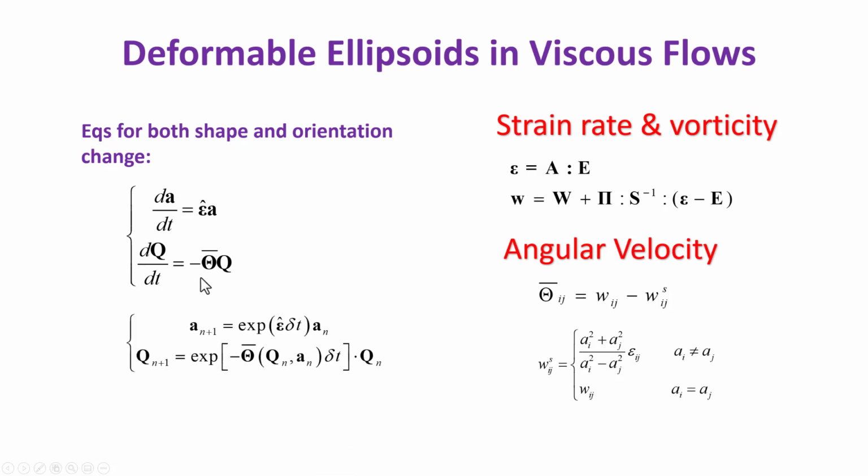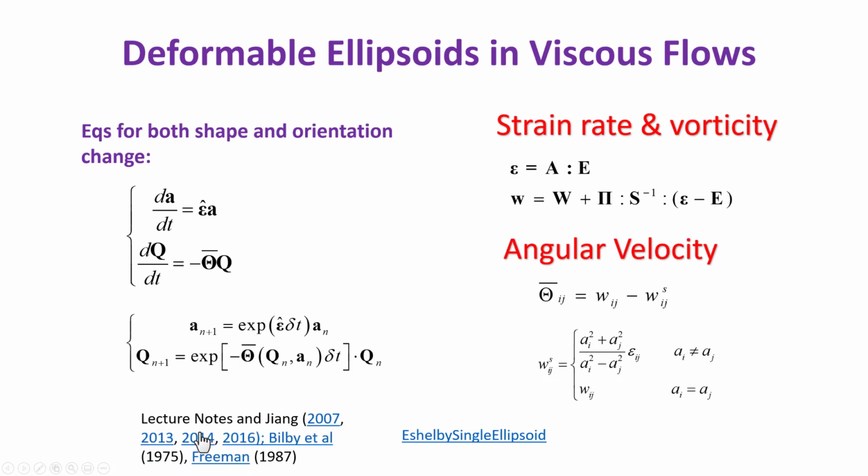This set of differential equations can be written in this way for an increment of deformation. If we choose an increment time step, delta t, then a one-time step update of the shape and orientation of the object can be expressed by these two equations. This numerical algorithm has been implemented in Mathcad and MATLAB. Here is a link to a Mathcad worksheet for the numerical calculation of the motion of a deformable ellipsoid in viscous flows.